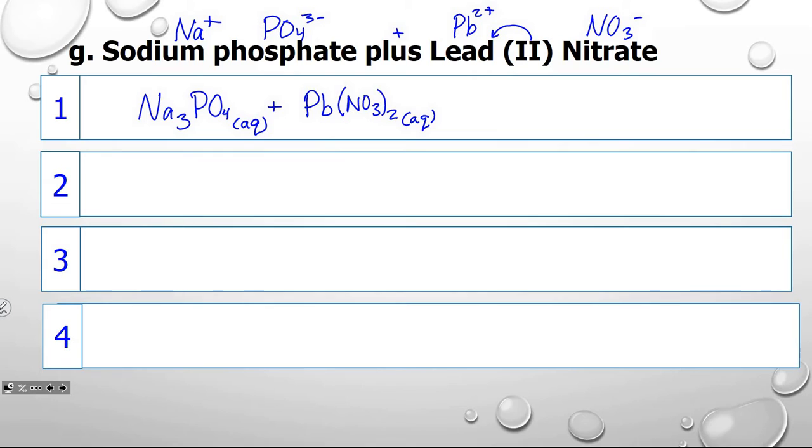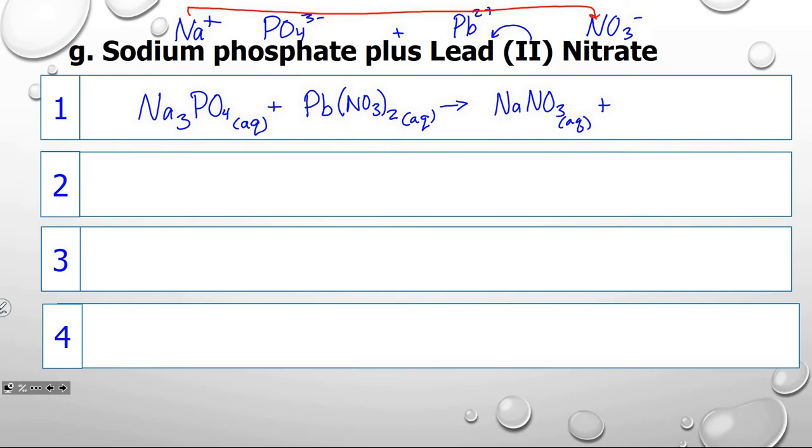Now we use our double displacement, OI, outsides and insides. So we're going to put our outsides together. Sodium and nitrate. So +1, -1, just smash them together. And this has 2 things in it, so it's extremely soluble. It has a group 1 metal and it has a nitrate. So this is definitely aqueous.